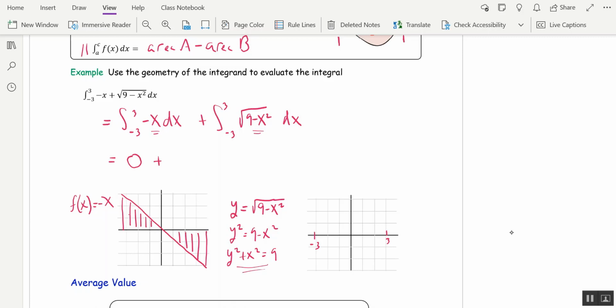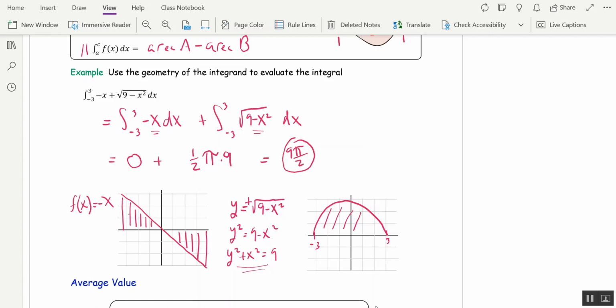But we're not getting the whole circle because we have positive the square root. So we're getting the top half of a circle of radius 3. And we want this area here. And that area, so this second integral, is 1/2 the area of a circle of radius 3, which is pi r squared. r is 3, so that'd be pi times 9. So our whole integral is 9 pi over 2.